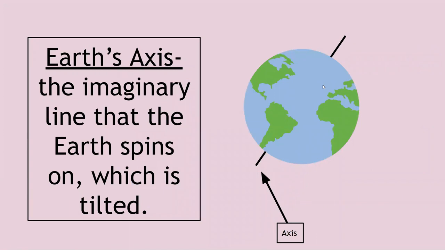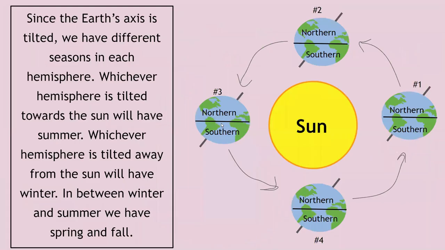Another thing we need to know is that Earth spins on an imaginary tilted line called the axis. Since the Earth's axis is tilted, we have different seasons in each hemisphere.